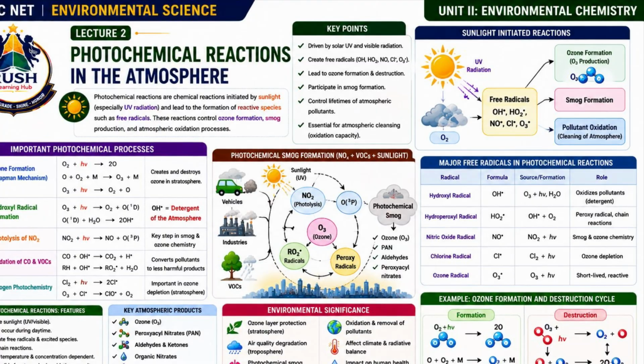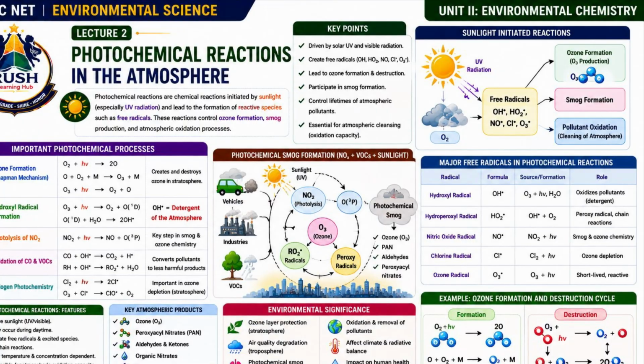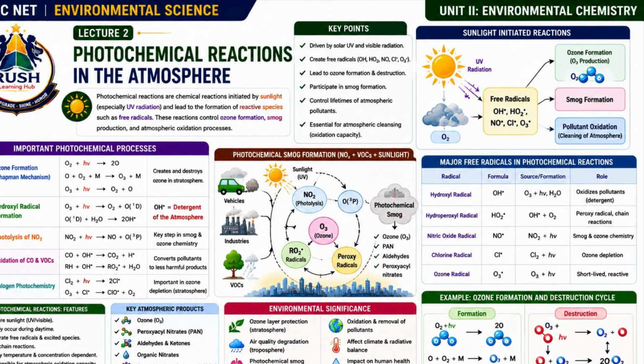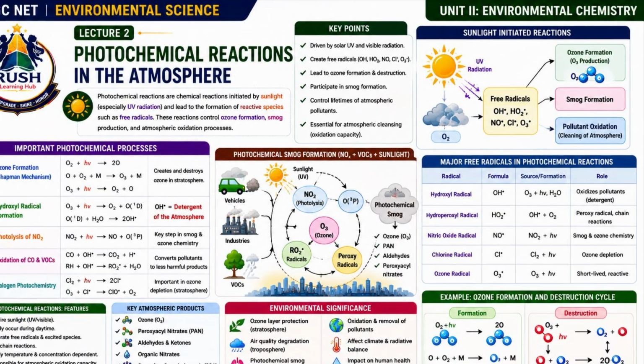The second is the hydroperoxyl radical, HO2. It participates in ozone formation and atmospheric oxidation cycles. The third is the organic peroxy radical, represented as RO2. These radicals form during the oxidation of volatile organic compounds.